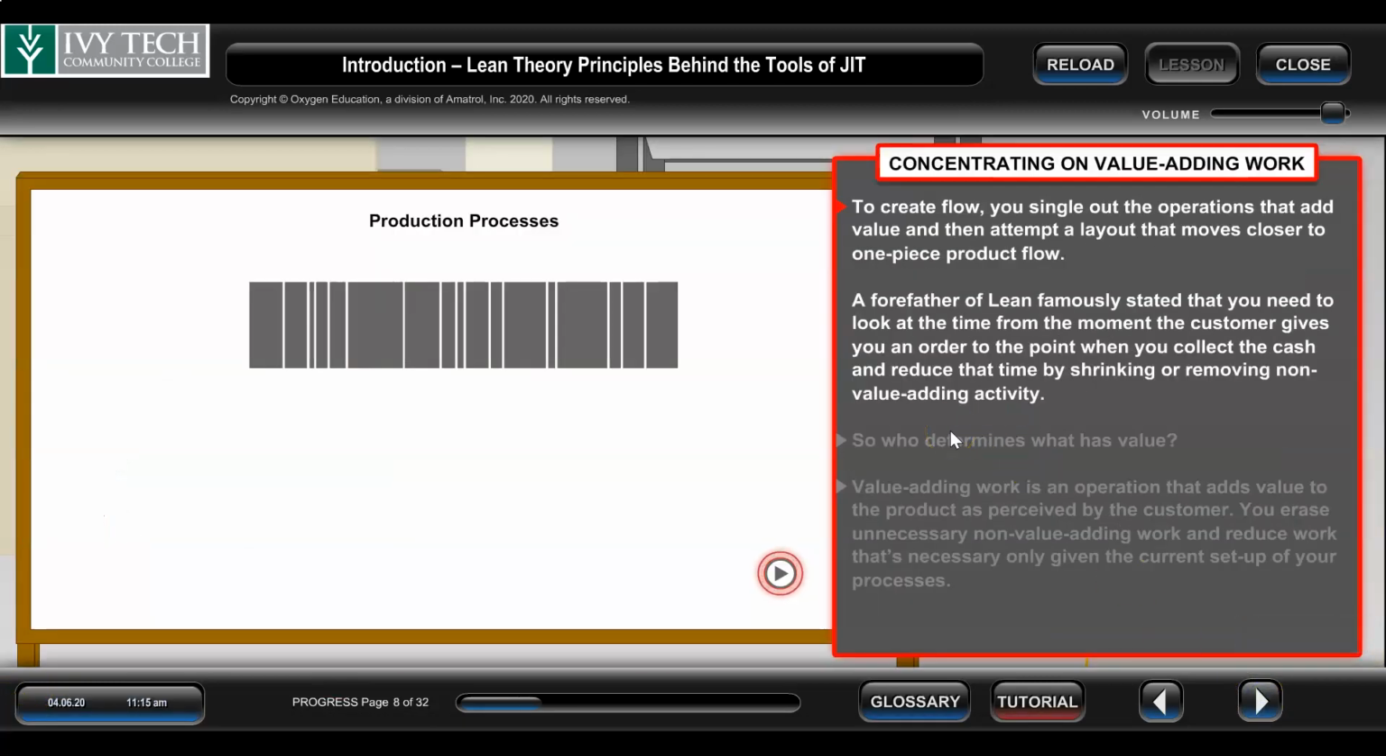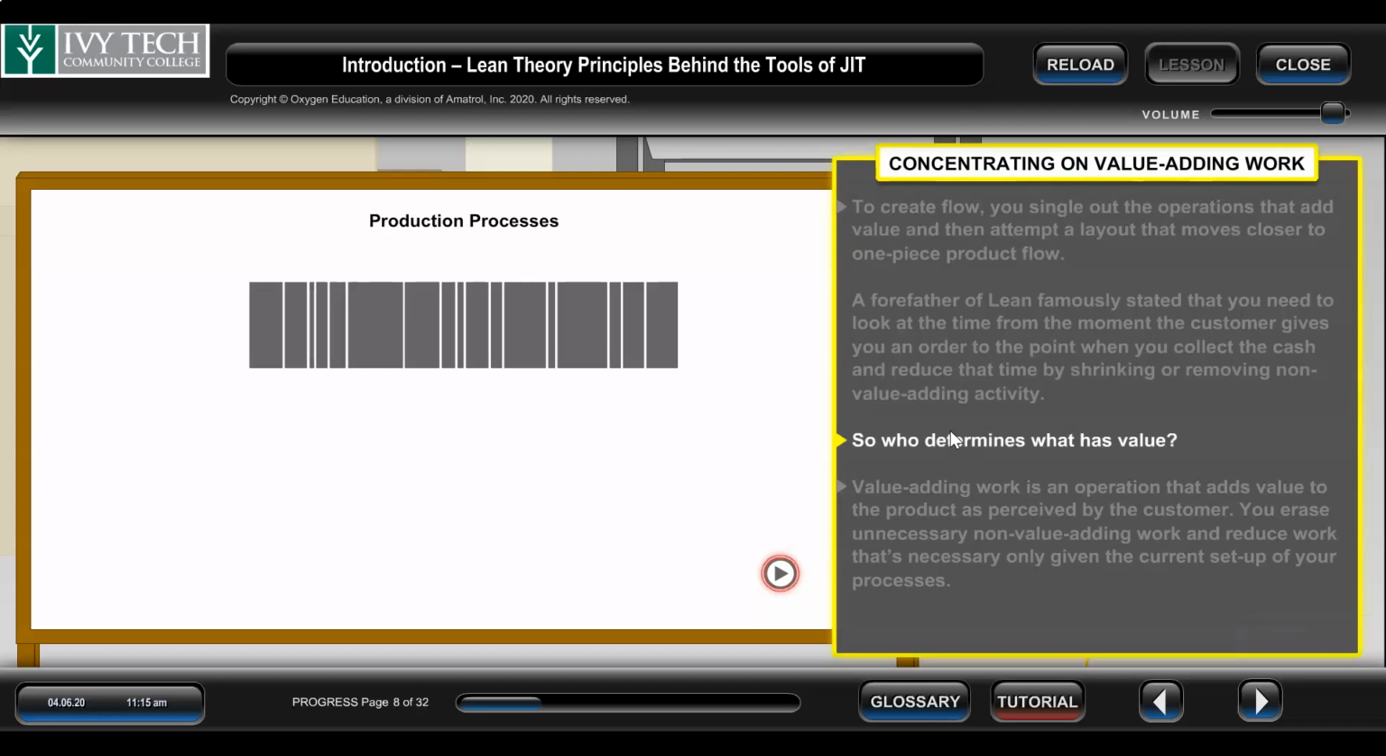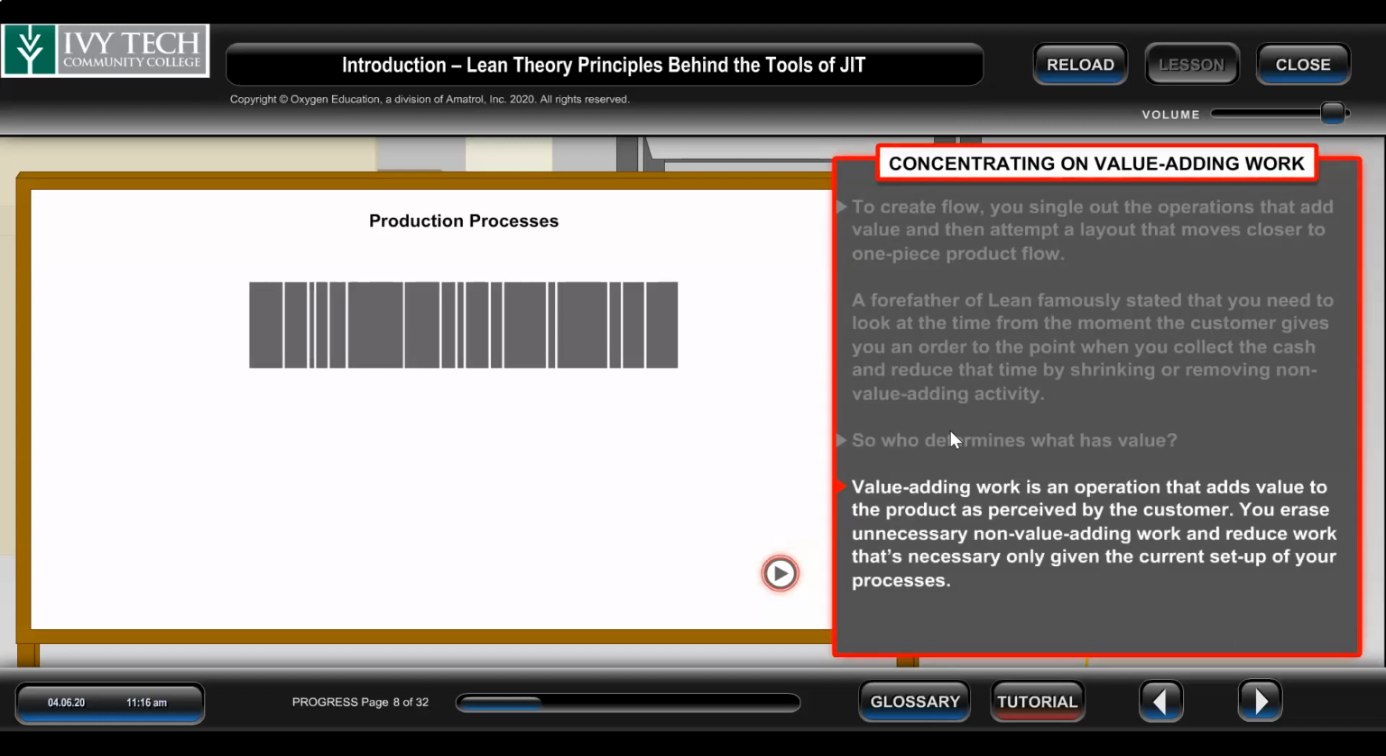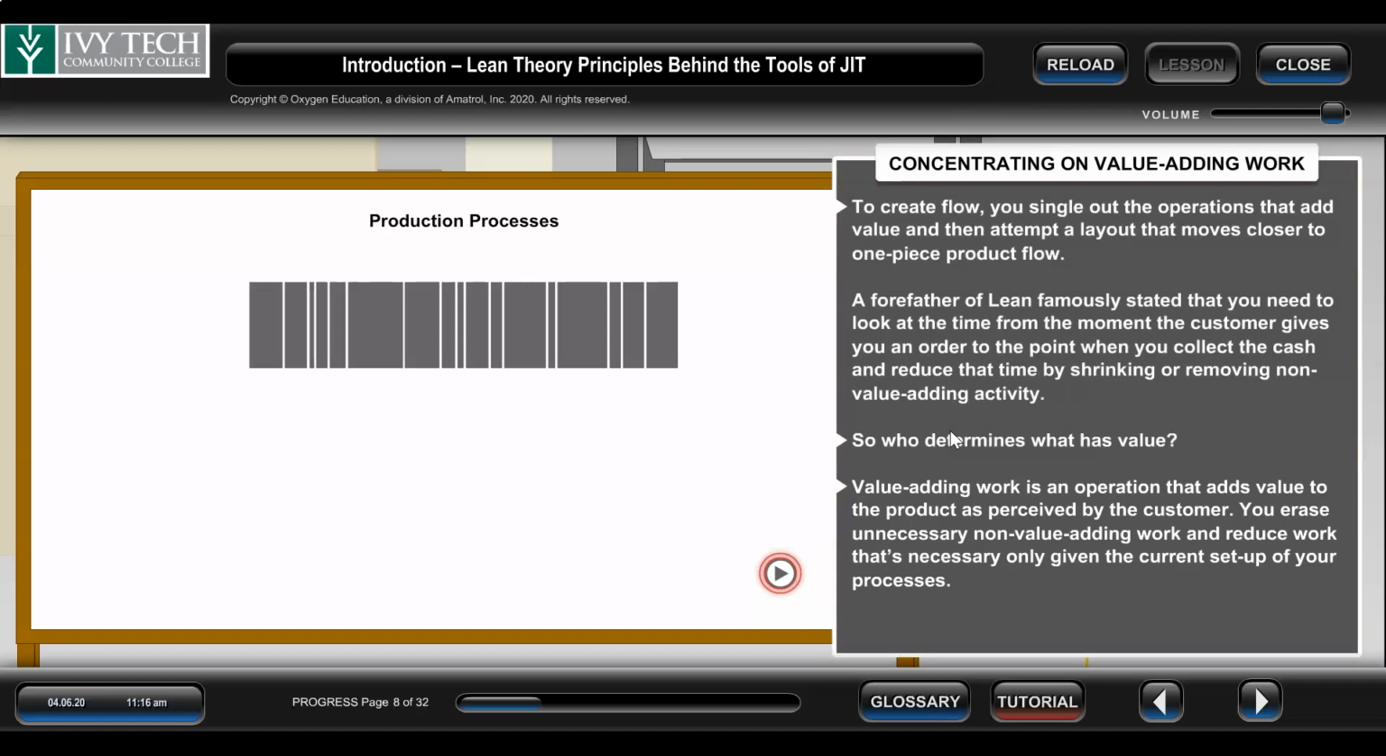To create flow, you single out the operations that add value and then attempt a layout that moves closer to one-piece product flow. A forefather of Lean famously stated that you need to look at the time from the moment the customer gives you an order to the point where you collect the cash, and reduce that time by shrinking or removing non-value-added activity. So who determines what has value? Value-adding work is an operation that adds value to the product as perceived by the customer. You erase unnecessary non-value-adding work and reduce work that's necessary only given the current setup of your processes.